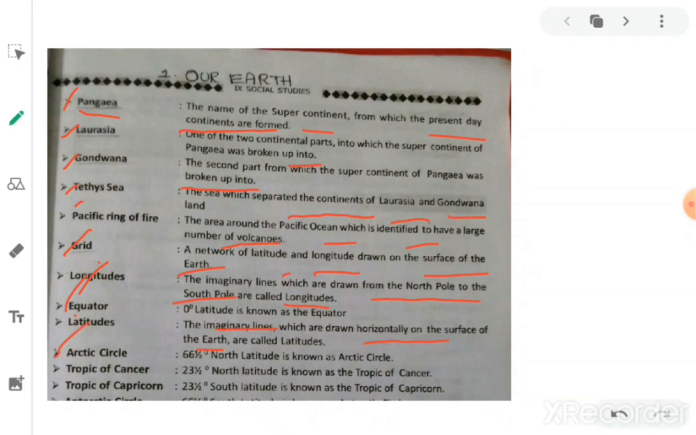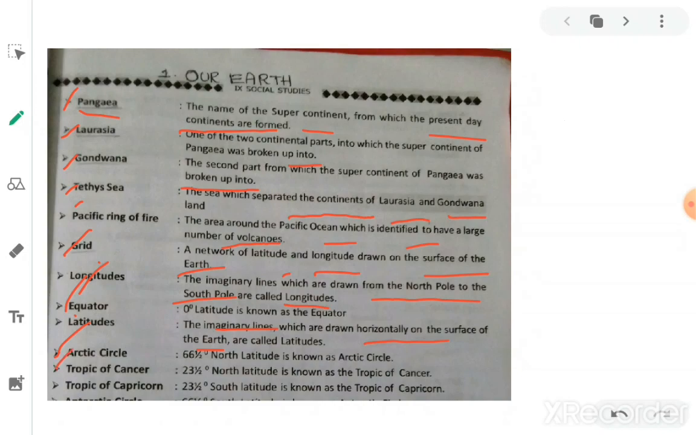Next one is Arctic Circle. This is 66 and a half degrees north latitude, known as the Arctic Circle. On the north side, above the equator, when you are going up towards the north side, 66 and a half degrees north latitude is known as the Arctic Circle.